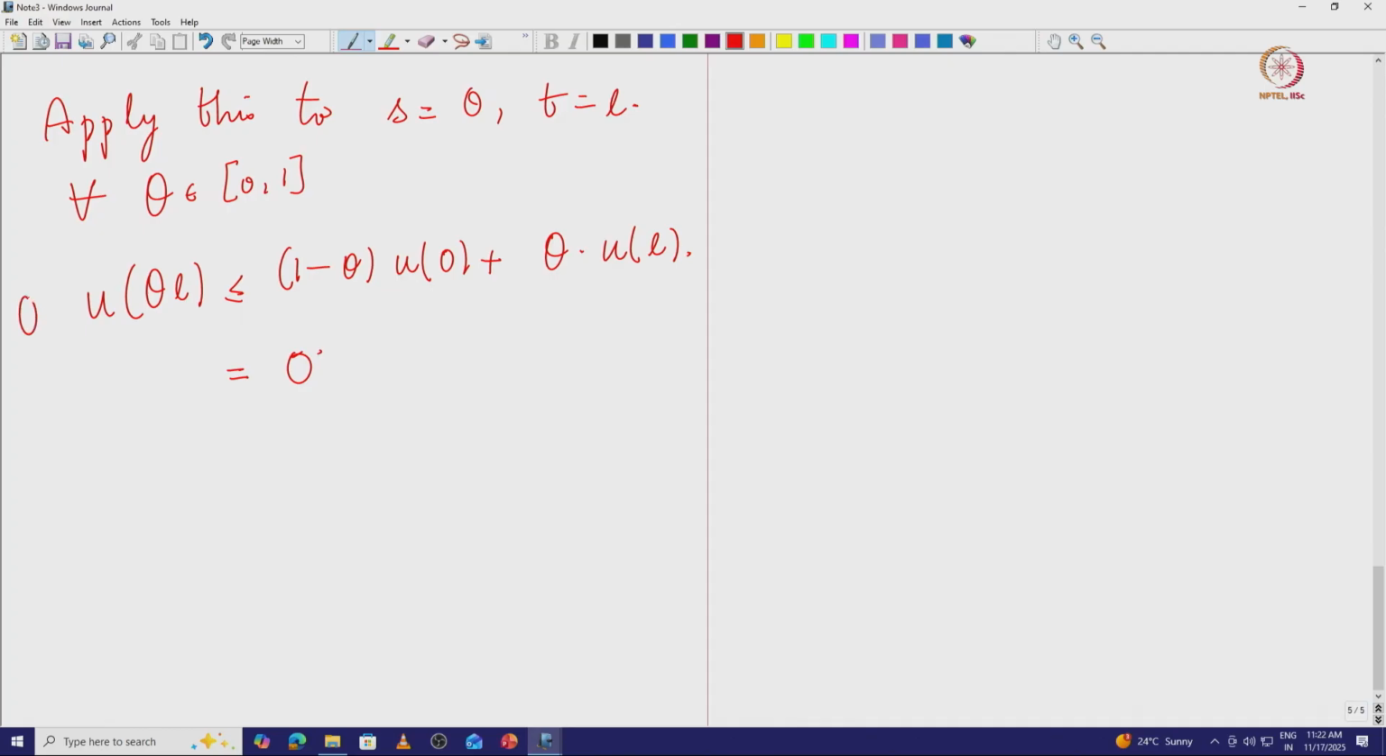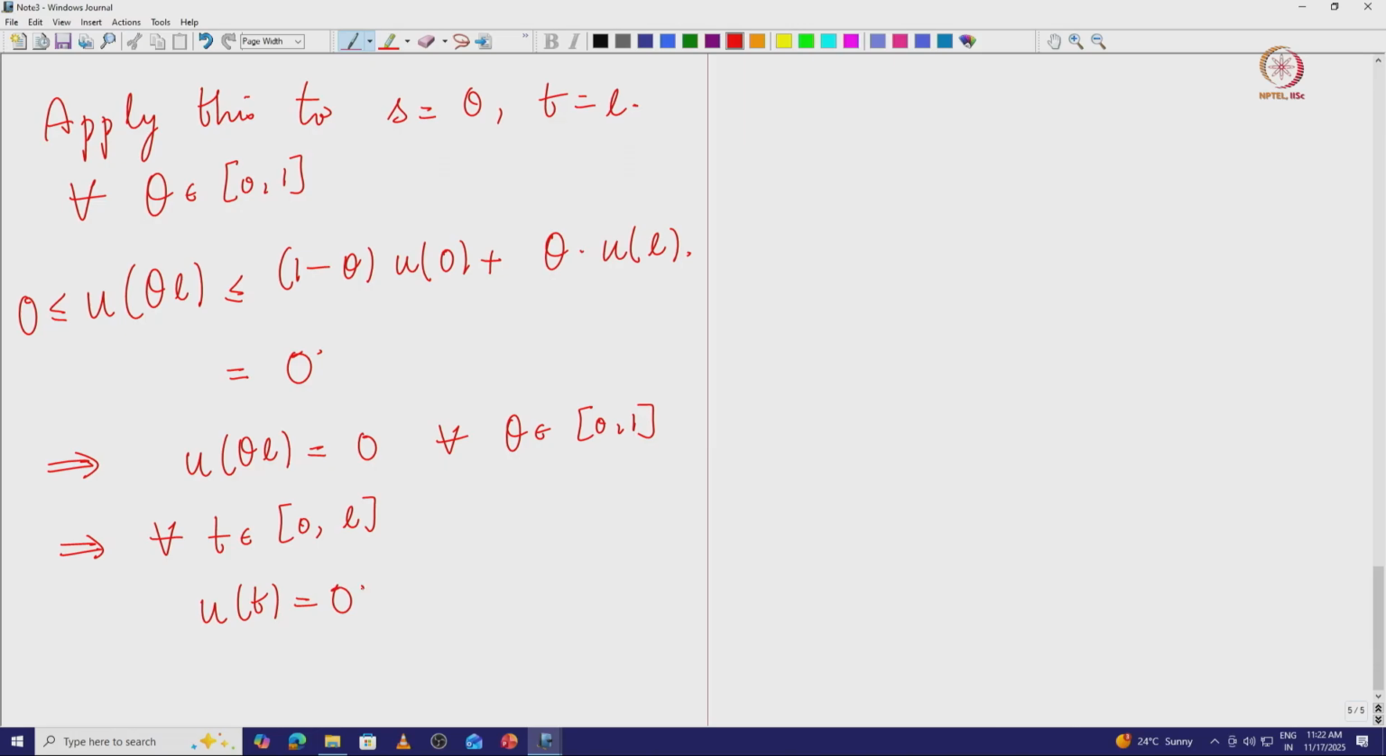On the other hand, we also know that U, being the norm squared of something, is always non-negative. So, this implies that U of theta L is 0 for all theta in 0 to 1, which just means that for all times T in the interval 0 to L, U of T is 0, or equivalently J is the trivial Jacobi field. So, that is a contradiction, because we assumed that J is a non-trivial Jacobi field. So, this completes the proof of our second ingredient.